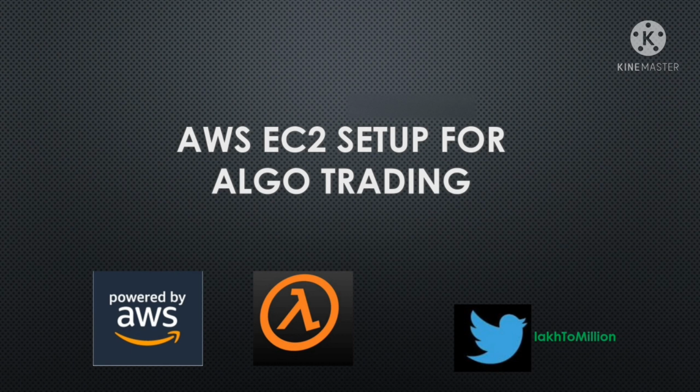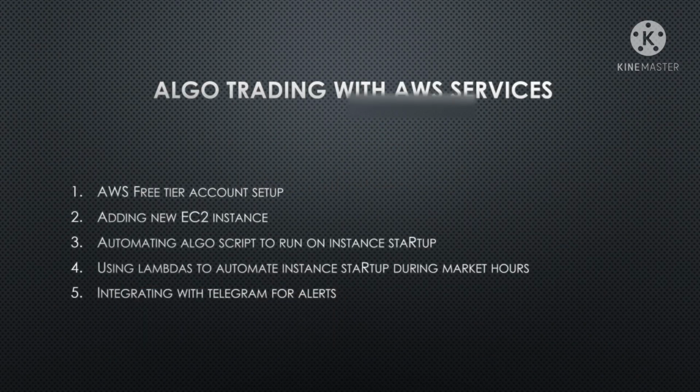Today we will learn how to set up Algo Trading on AWS. For this, we will be using an AWS free tier account, the setup of which I'll be showing in this video, and then create a new EC2 instance and also automate the Algo script that needs to run on the instance startup.